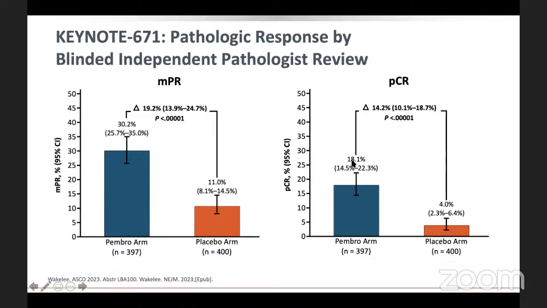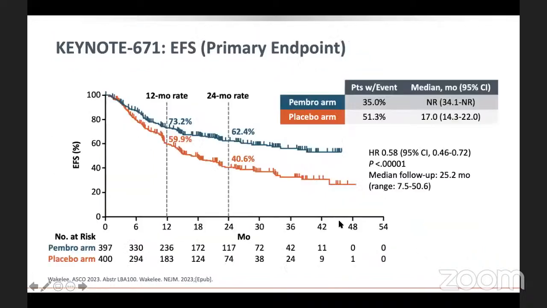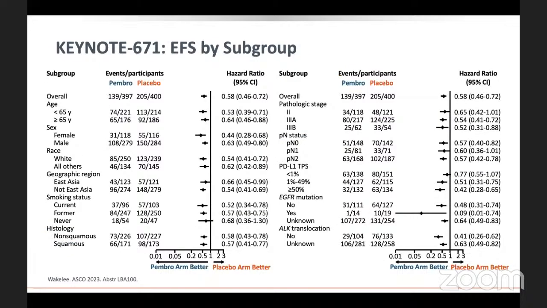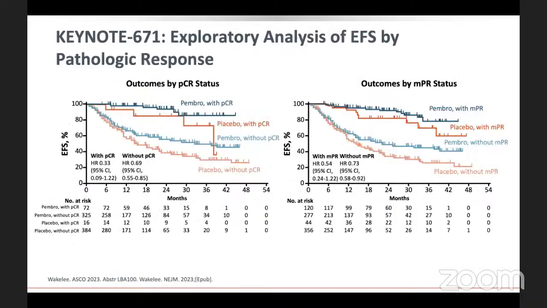pathological complete response was 18% versus 4% in the placebo only arm, and this translated into a superior event-free survival, which was not reached. The median was not reached in the pembrolizumab arm versus 17 months in the placebo arm. And similarly, there was a difference in the overall survival, but was not statistically significant. The event-free survival benefit was seen across all subgroups according to the stage and the other demographic factors.